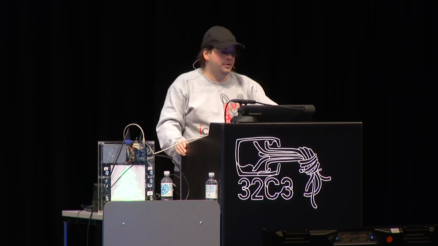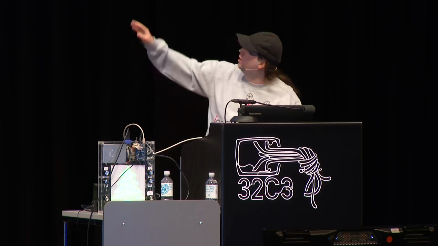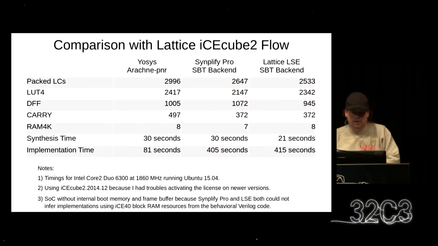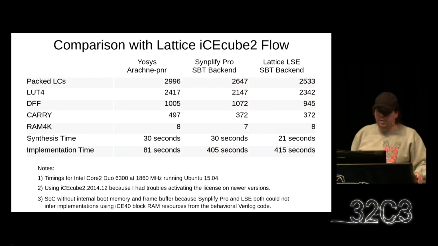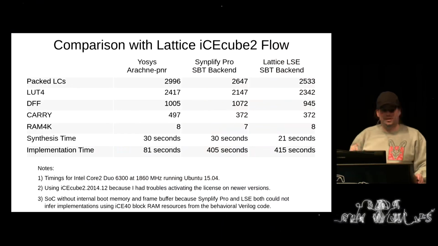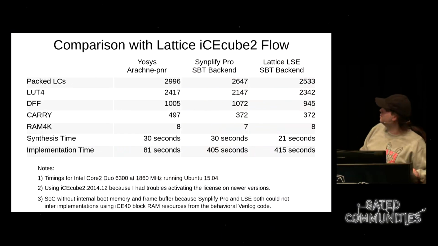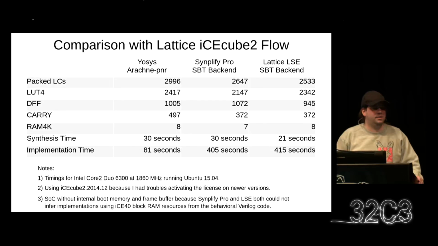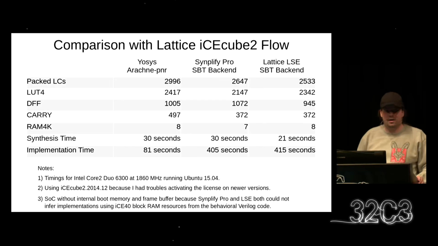What I find quite interesting is that synthesis is more or less the same time for all 3 flows. Lattice LSE is actually a little bit faster in this case. But the implementation time is much smaller with Arachne PNR. So Arachne PNR is much faster than the proprietary backend.